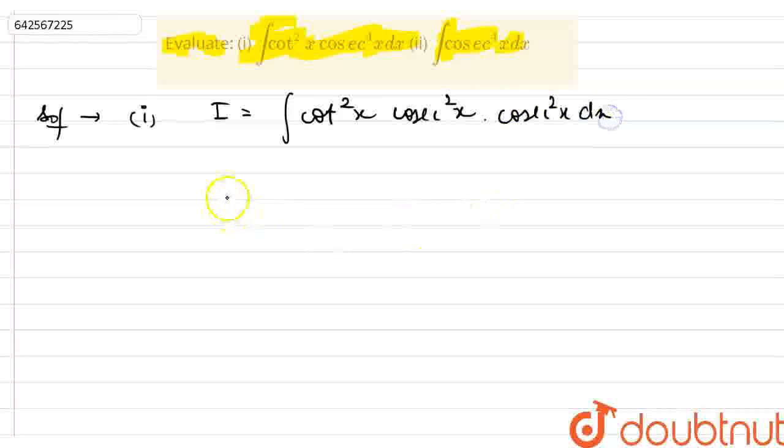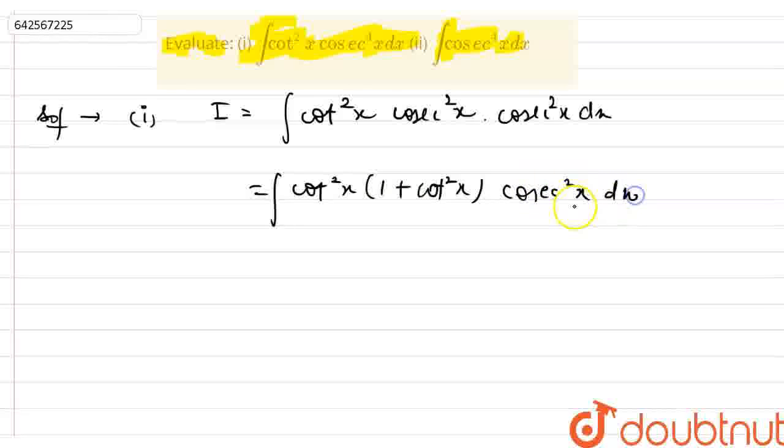So my first is given to me as I equals integration of cot squared x, and here I'm writing this cosec raised to the power 4x as cosec squared x times cosec squared x dx. Now we know a simple identity. I'm writing this as it is, and I can write this cosec square x as 1 plus cot square x, and here I'm writing cosec squared x as it is.